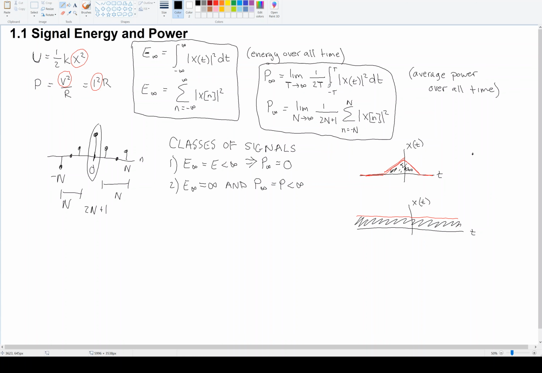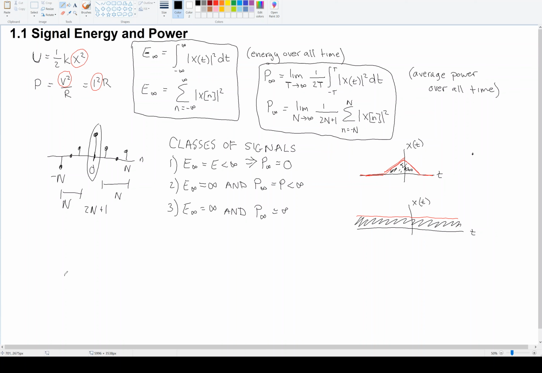But the power is a rate, right? It's the energy per time, the rate at which I am adding up that energy. And so for this signal, you'd see that that rate is constant, right? And so that rate does not go towards infinity, and you'd get a finite number here. So this would be the second type of signal. And the third one then is when the energy is infinite and the power is also infinite.